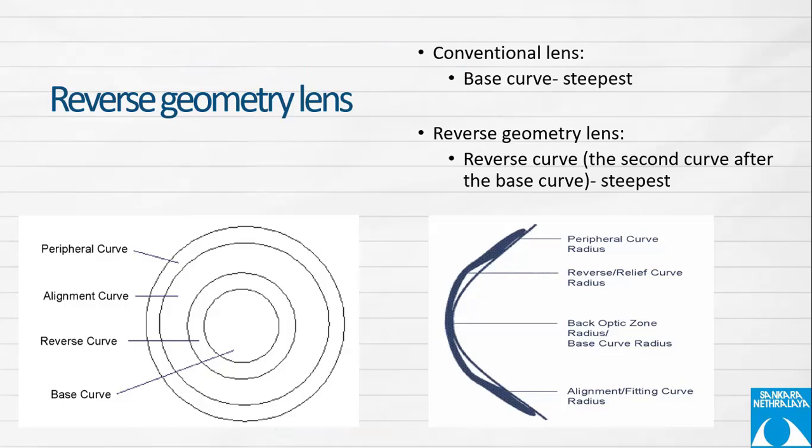Ortho-K works on the principle of reverse geometry lenses. What do we mean by it? The conventional lens has a base curve, which is the steepest, whereas in the ortho-K reverse geometry lens, the second curve, that is the reverse curve, is the steepest.